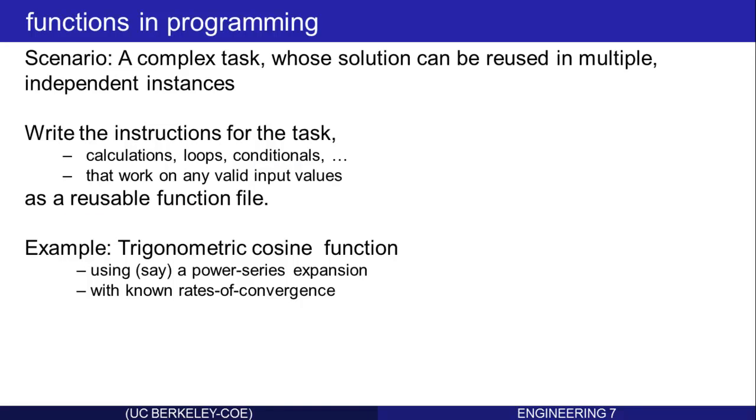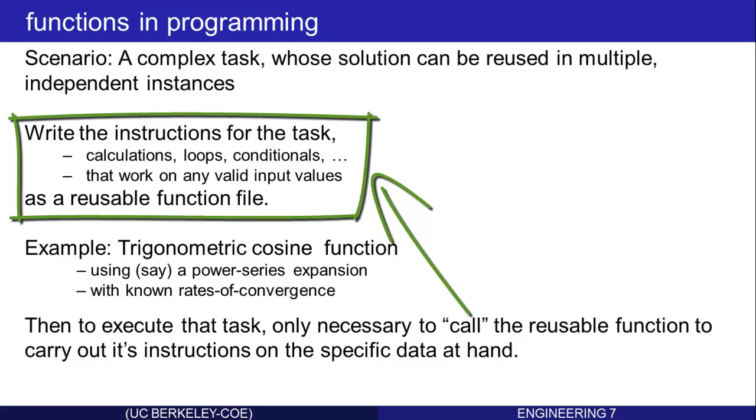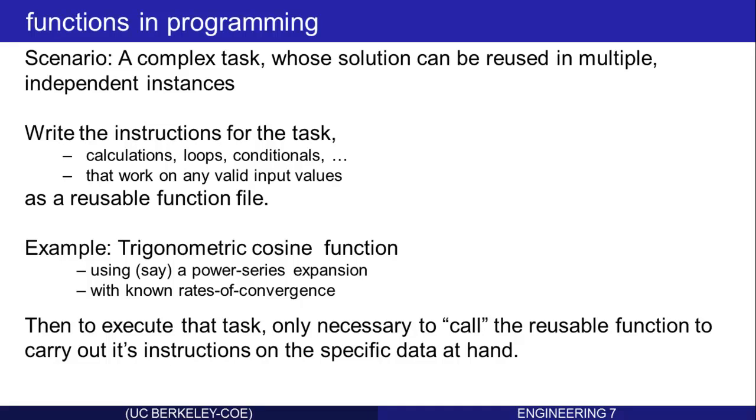Let's take an example we're familiar with. For instance, the trigonometric cosine function. Maybe an algorithmic expert has written down the instructions using a power series expansion with known rates of convergence, which results in a set of instructions that accurately compute the cosine of any given angle. We're fortunate that people have already done that for us, and we use the cosine function without thinking about it in our calculators and in Matlab. Then, to execute the task, it's only necessary to call this reusable function to carry out its general instructions on the specific data at hand.